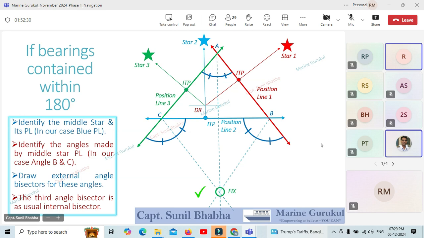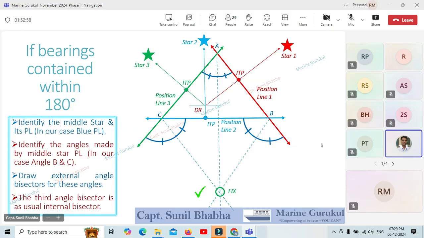Any doubts, beta? Sir, why are these two cases? I mean, the fixes are different. One is inside the triangle and one is outside. I mean, logically, how is it solving that for more than 180 it will be inside, and if it is less than 180, then it should be outside the triangle? Then that is the correct fix.